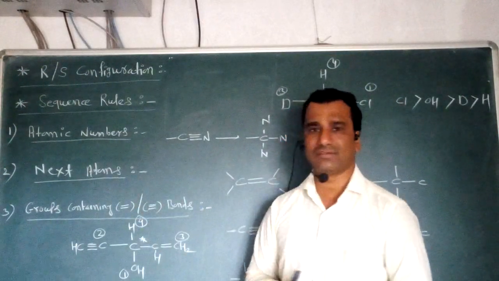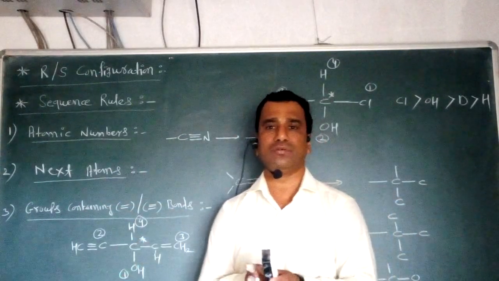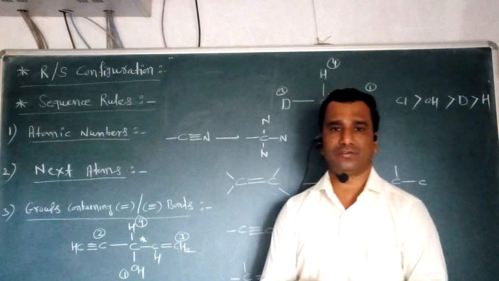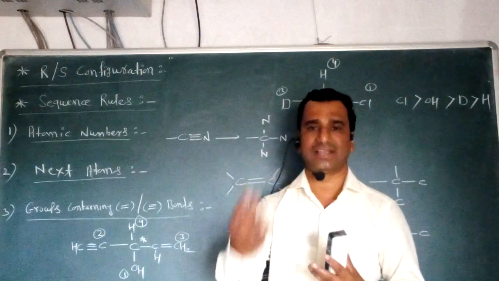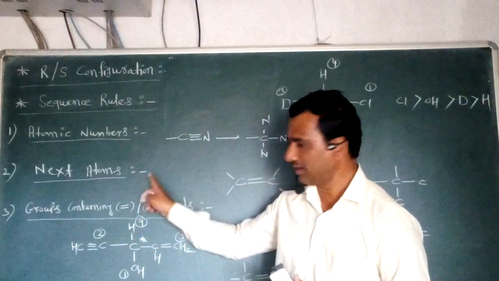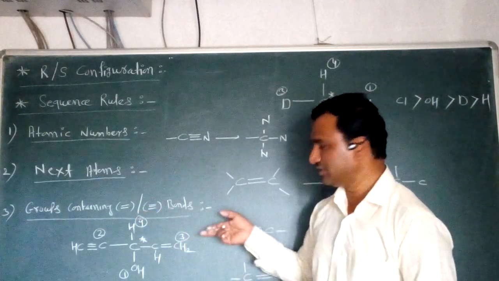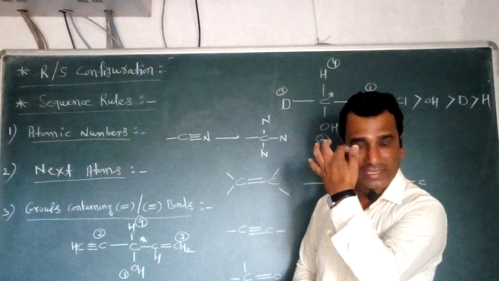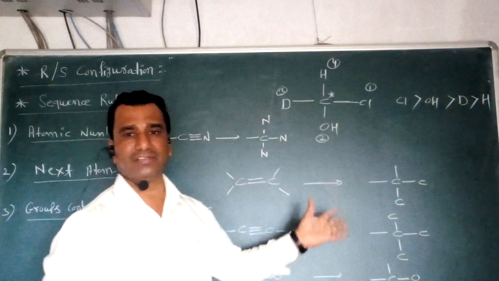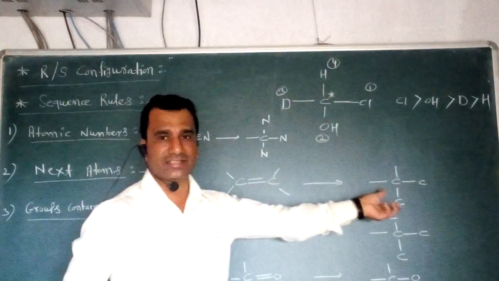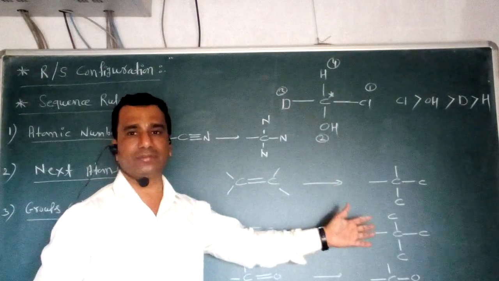The second important sequence rule is that we have to consider the next atoms. If in a particular group the two initial atoms are similar, at that time we have to carry out our comparison to the next atoms. This is sequence rule number two. And the last important rule is for groups containing double and triple bonds, which we already discussed. If a double or triple bond is there, it is equivalent to duplicate atoms. If a double bond is there, we have to add one more equivalent of the atom. If a triple bond is there, we have to add two more equivalents of the atom.